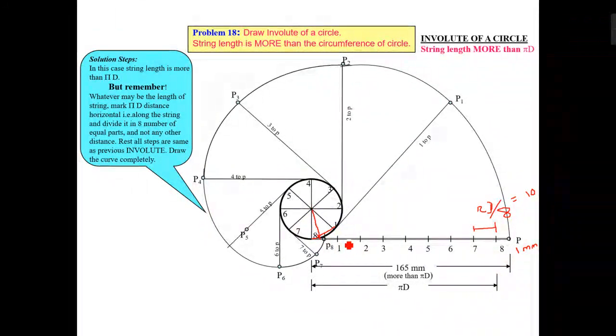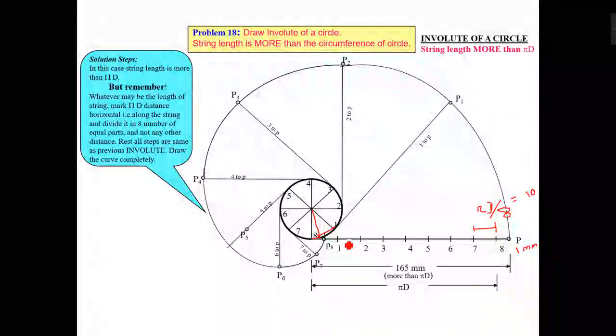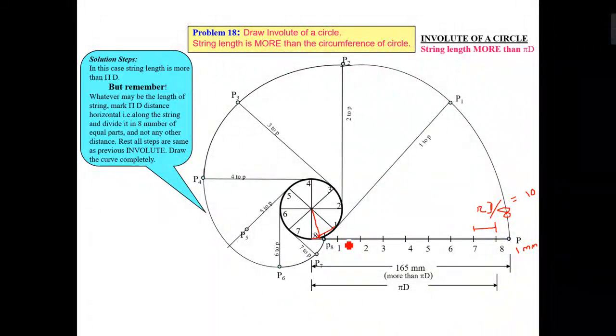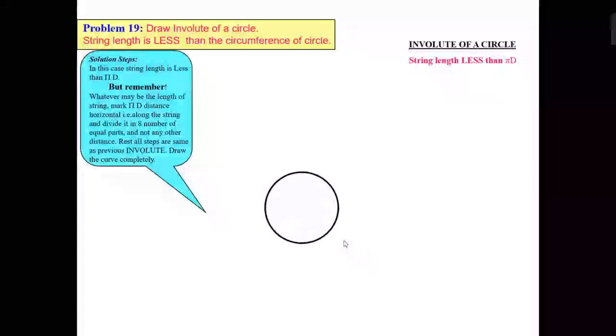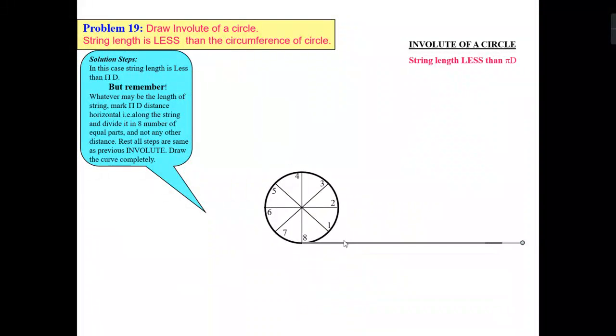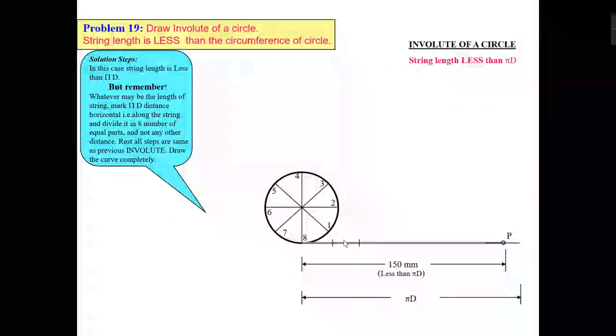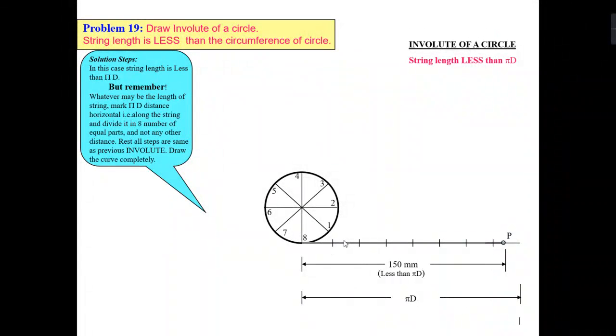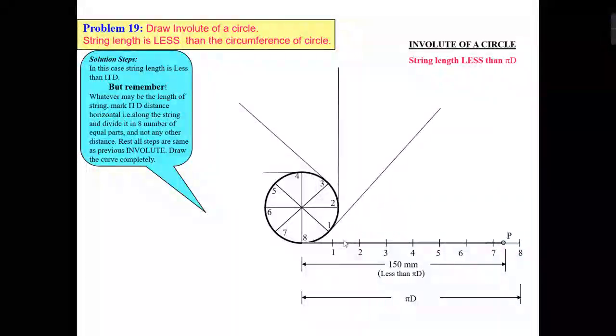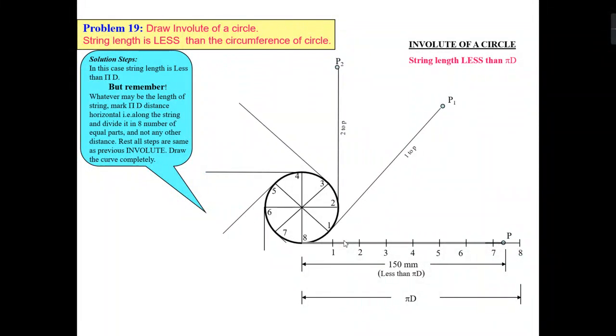Or if you know any other methods to do that, you can also do it with that method. Then again, if your string length is less than pi d, the same process you have to follow as we did in the previous question. So this time the length is less than that. Okay, so this is how I will do it. So this is a point P.